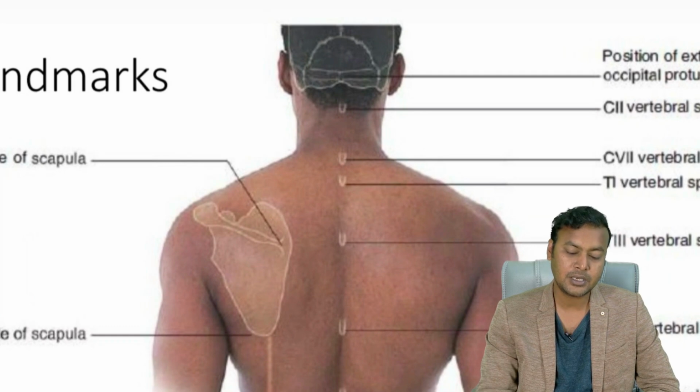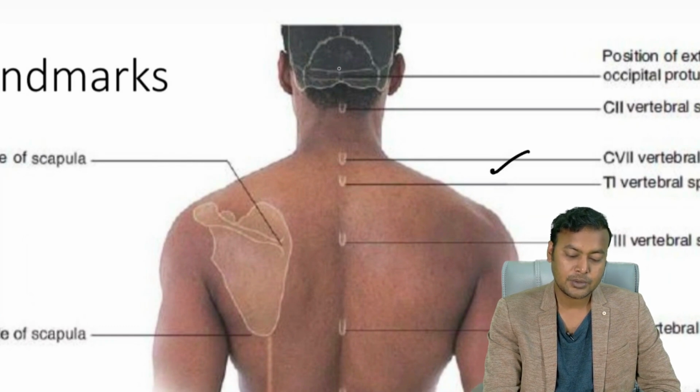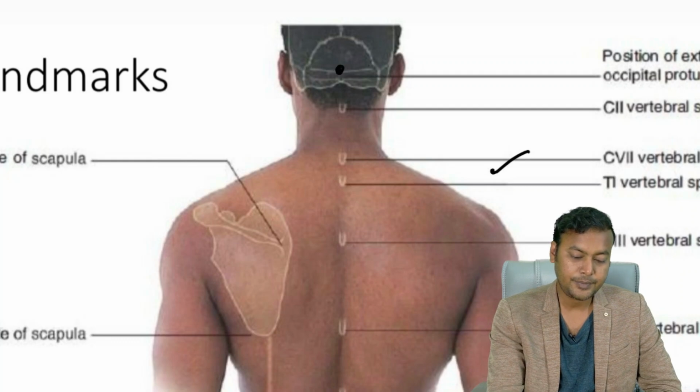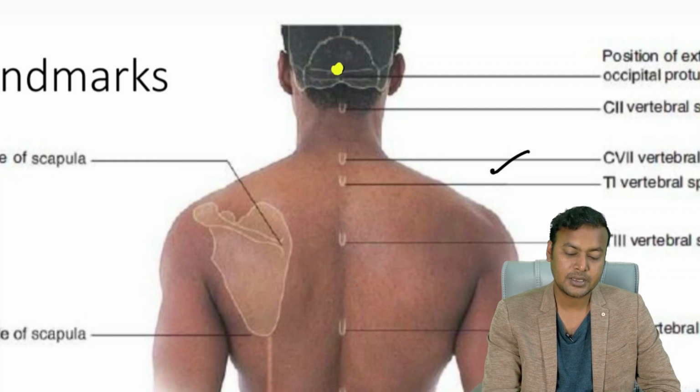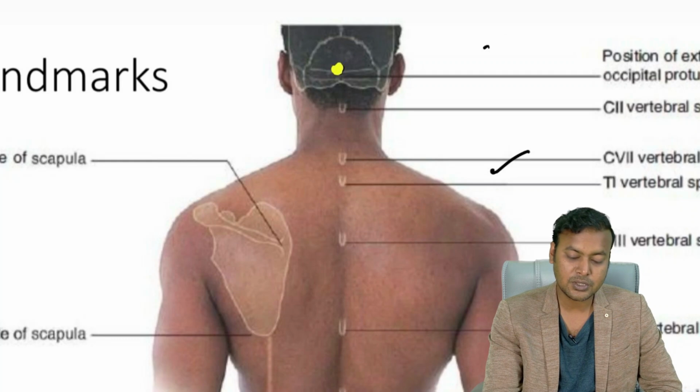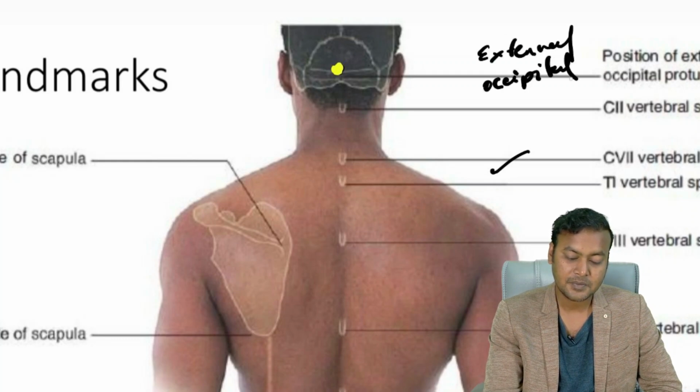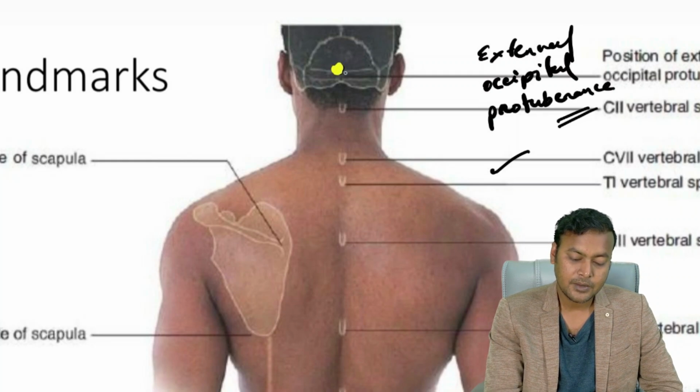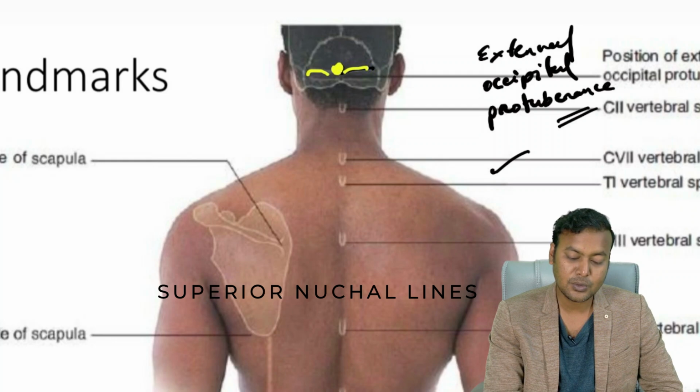Here you can see the dorsal aspect of a person standing. So this point where the maximum protuberance is present on the posterior aspect of the skull is known as the external occipital protuberance. From this external occipital protuberance, two lines run transversely. These are known as the superior nuchal lines.